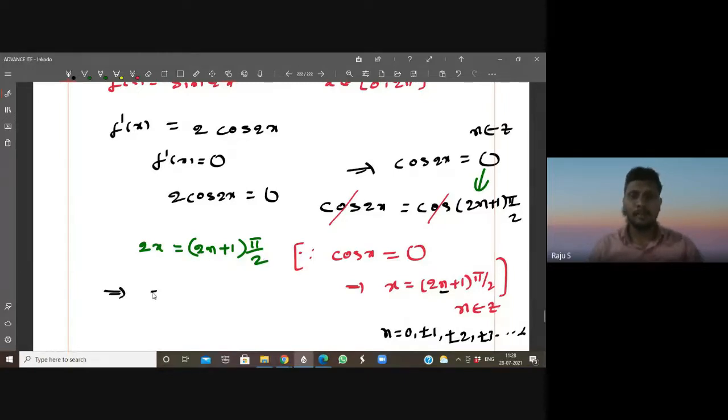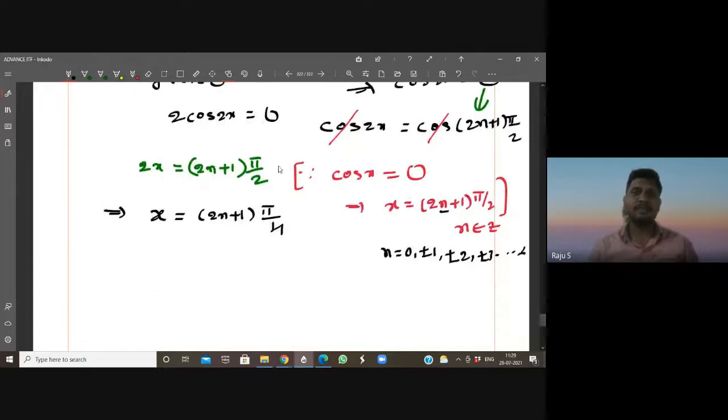Having any doubt? No, sir. So 2x is equal to this, then x is equal to, right. See students, I told you clearly here n belongs to Z. Now substitute different n values here. When I substitute n is equal to 0, what is the x value, students? x is equal to pi by 4.